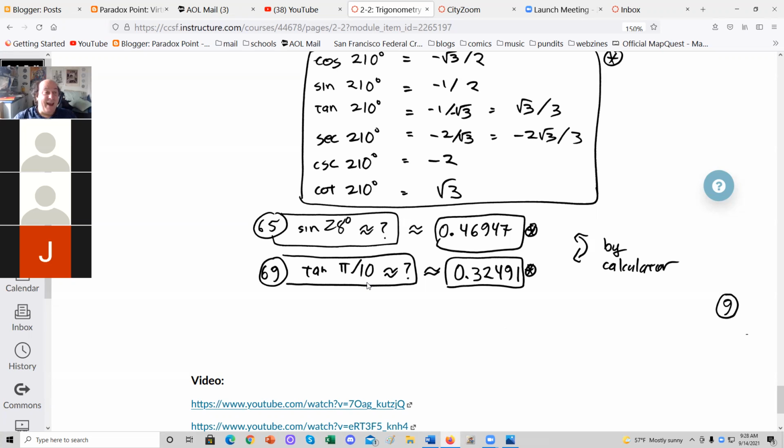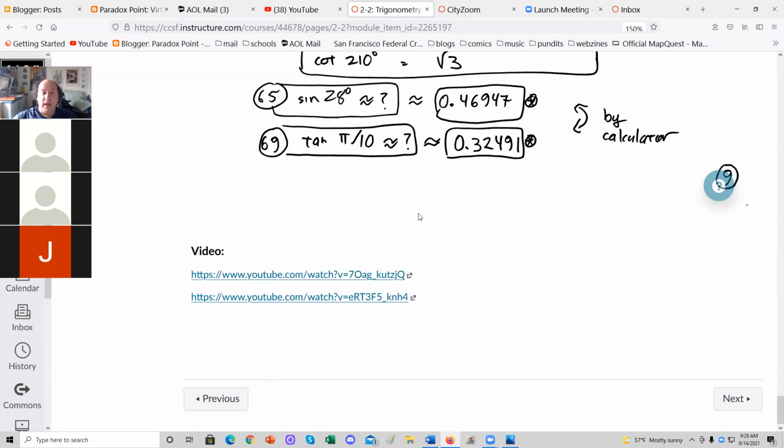Used to be, trig textbooks would have a trig table in the back. That's now obsolete. Well, anyhow, there's that.